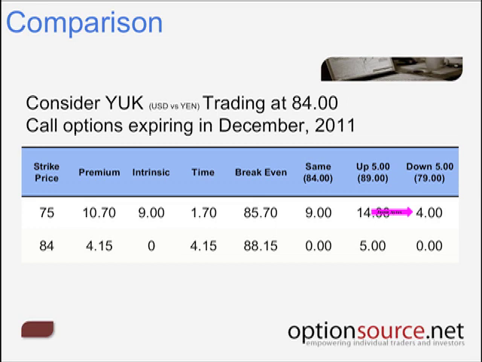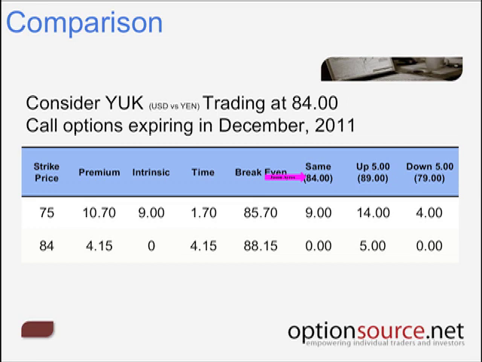Now, if the pair drops $5 down to 79, well, the option contract is going to be worth $4. So we'll have in fact lost approximately the $5.70. But the idea is that there still will be a value to that premium.